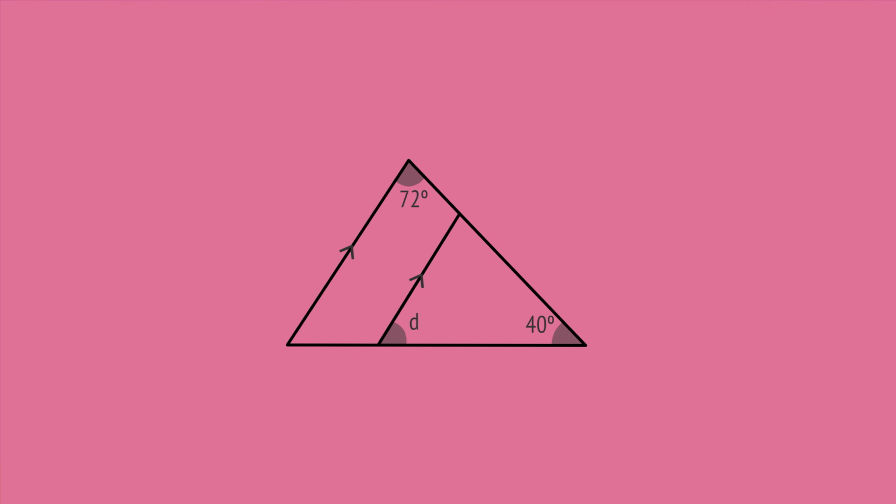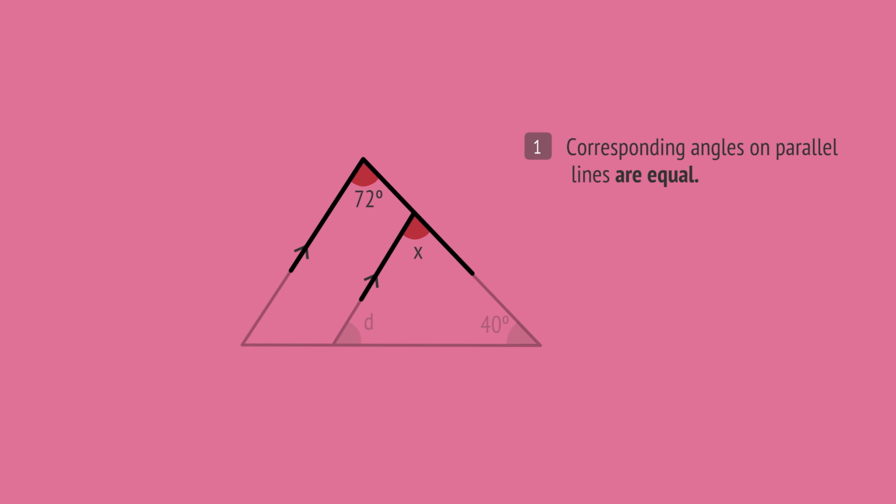Let's apply these relationships to solve problems, like this one, which includes two parallel lines shown by arrows, and two known angles. How do we calculate angle D? We first identify these corresponding angles on the parallel lines that trace out an F shape. Since corresponding angles are equal, angle X is also 72 degrees.